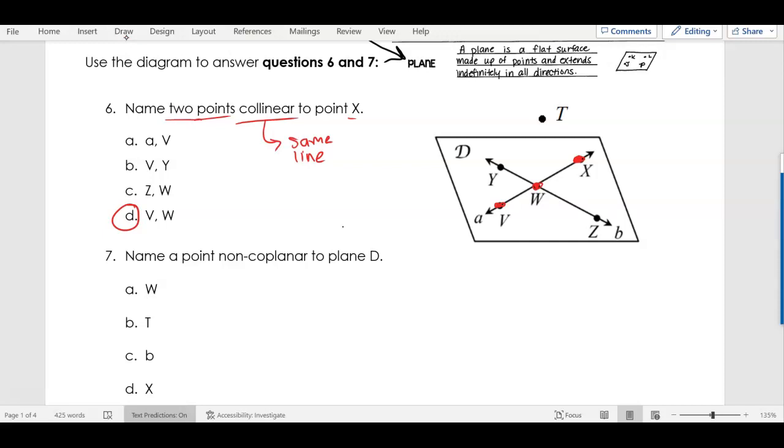Now, using that same picture, name a point that is non-coplanar. Coplanar means the same plane. Obviously, non is not on the same plane. So here's D, right? D is this whole flat surface. What's the only point that's not on that flat surface? Well, it's got to be up here, point T. Okay. Makes sense because it's off the grid.